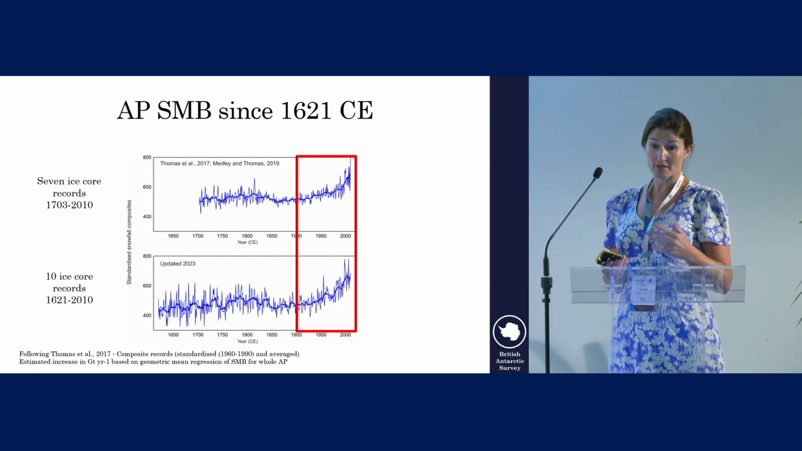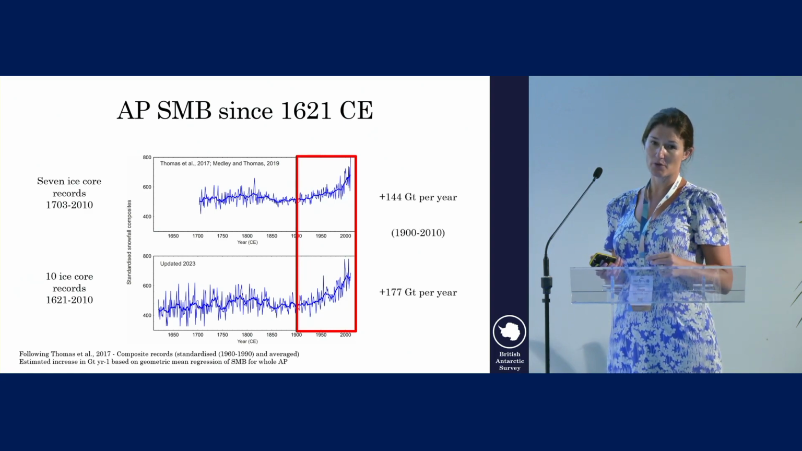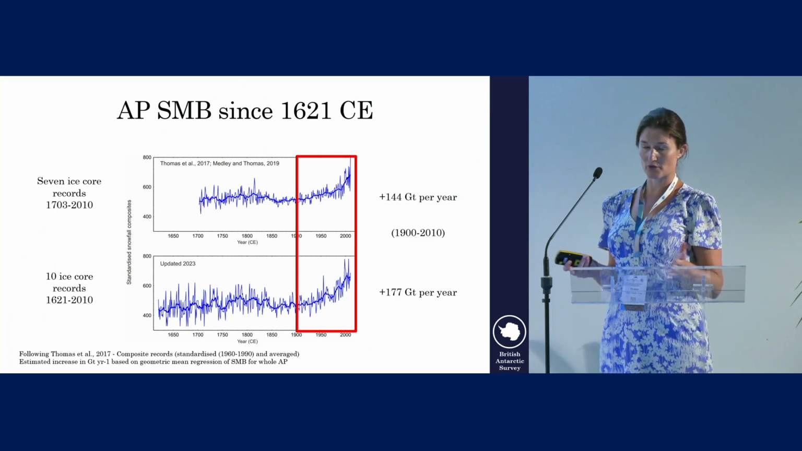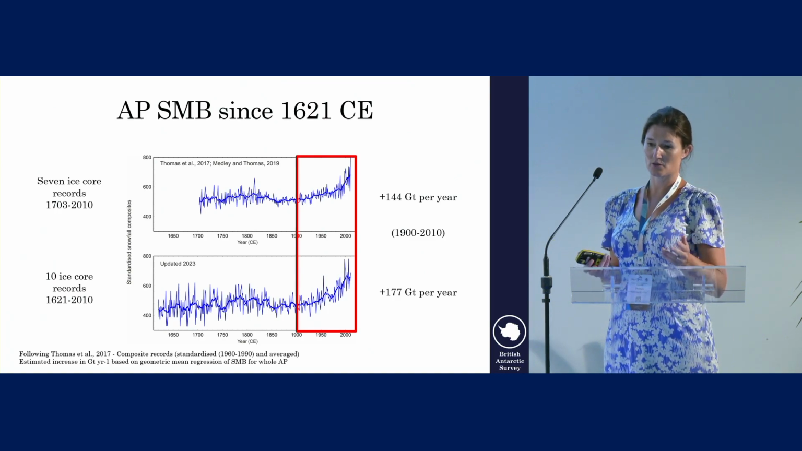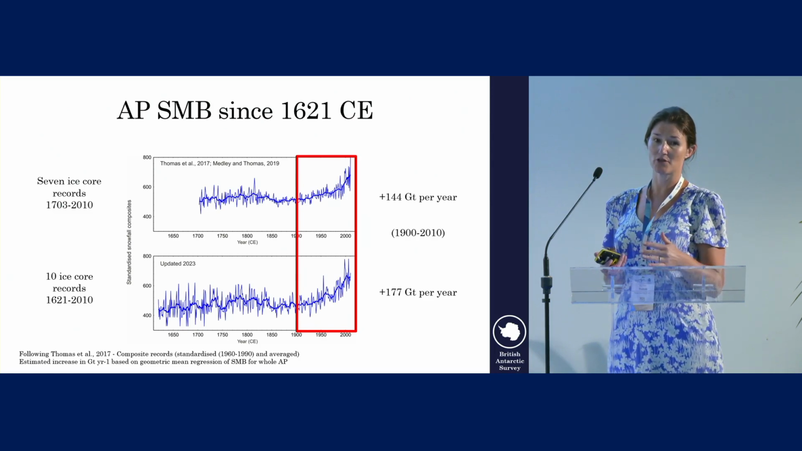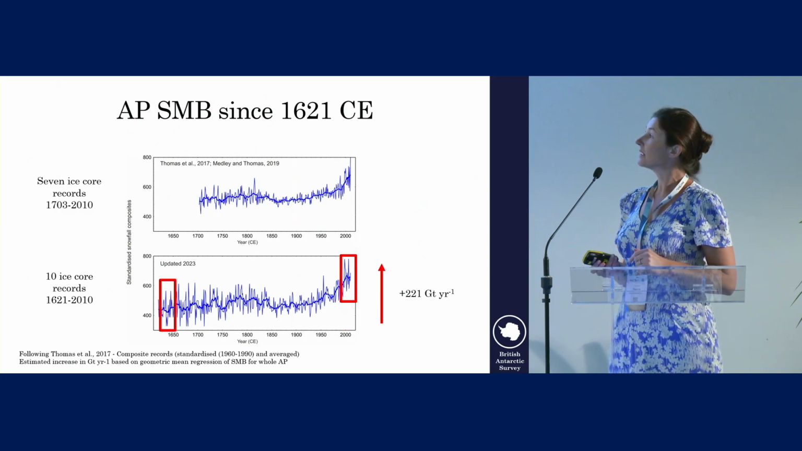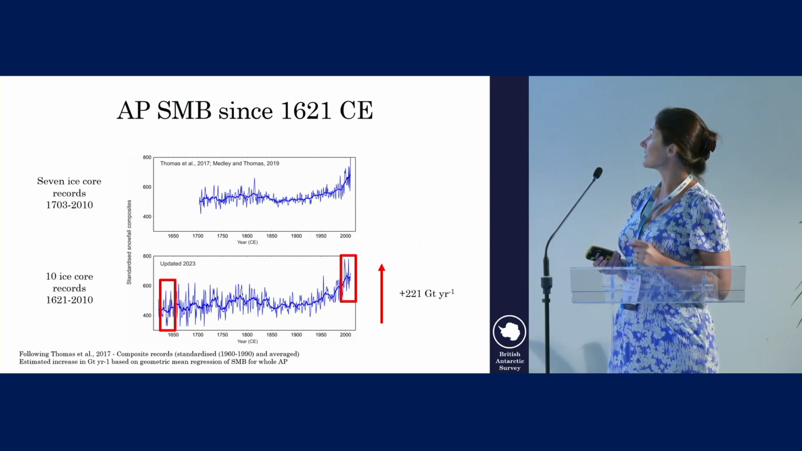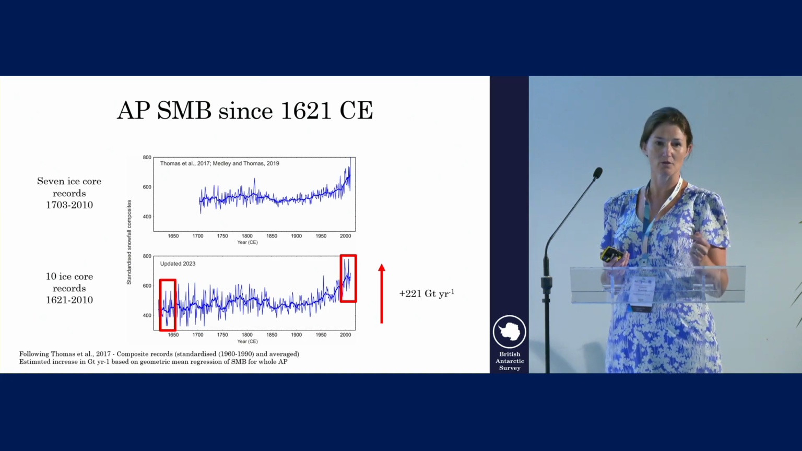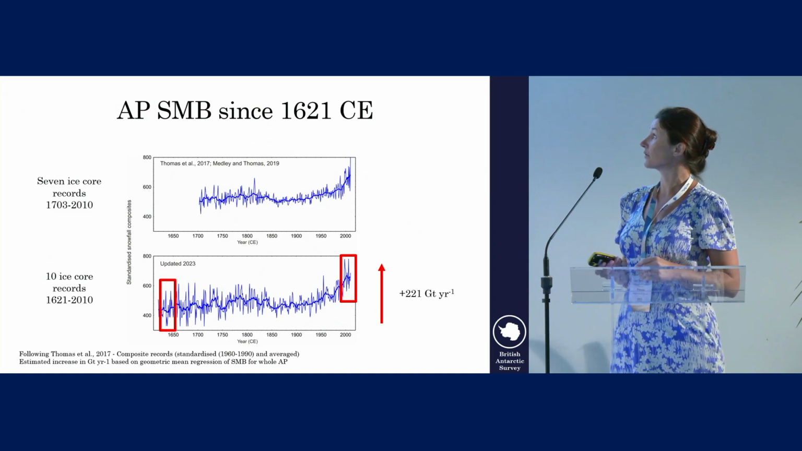We're still capturing this very big increase during the 20th century, but when we put this into numbers, we can update this slightly. Our original estimate of a 144 gigaton change during the 20th century was potentially a little bit of an underestimate. This is because we're inputting that new data, particularly from those low elevation sites. These are pretty big numbers: we're talking about a 221 gigaton difference between the 1600s and the last decade of the record.